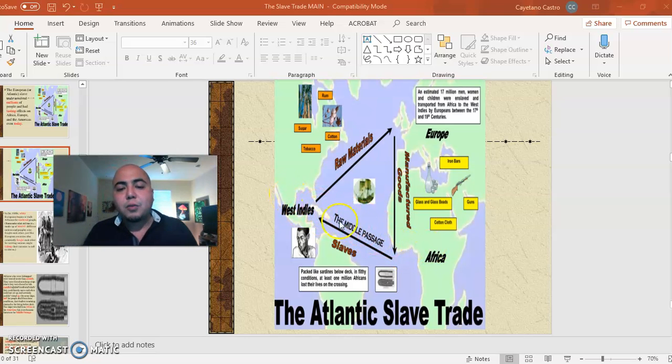Now, this route right here, this is very important. This route is known as the Middle Passage. Again, what is it called? The Middle Passage. So again, in the Americas, they sent raw materials that are unfinished goods. Okay. In Europe, they're going to convert that into manufactured goods to Africa. And in exchange, okay, Africa will be providing the slave labor to the Americas.